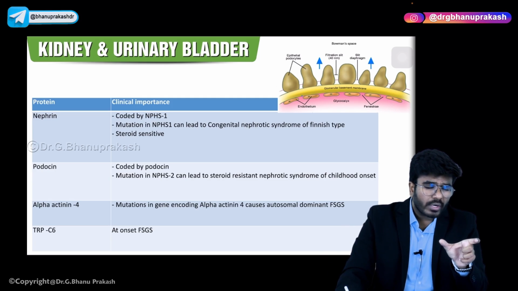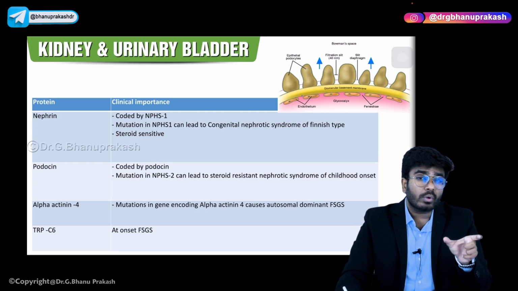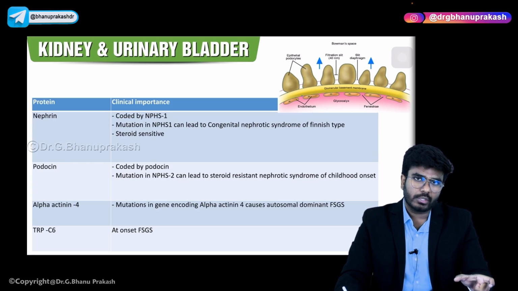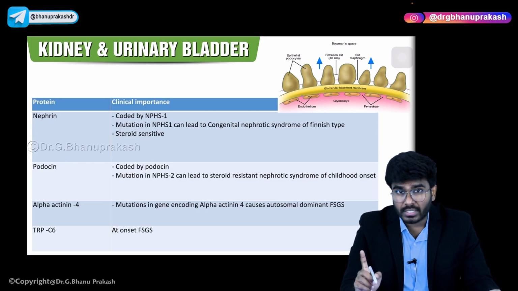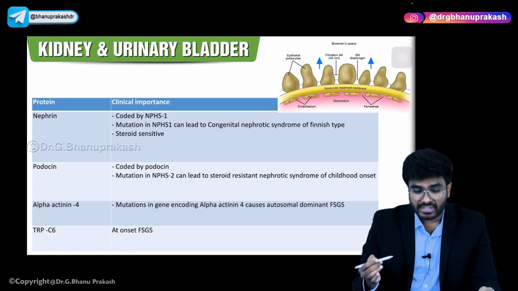So what exactly is nephrotic syndrome, sir? Nephrotic syndromes are those clinical conditions where protein loss, proteinuria, is happening. Proteins are getting lost in the urine. How much protein loss? More than 3.5 grams of protein are getting lost in the urine. So if the NPHS1 gene is mutated, nephrin is going to be affected. When nephrin is affected, that will cause nephrotic syndrome.